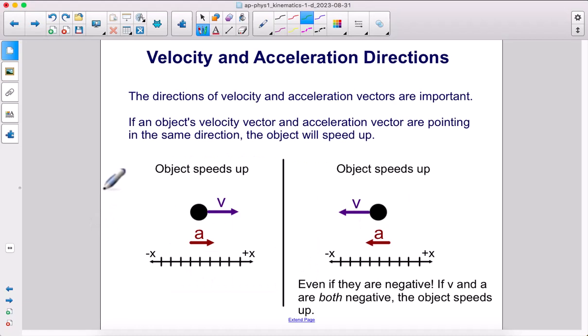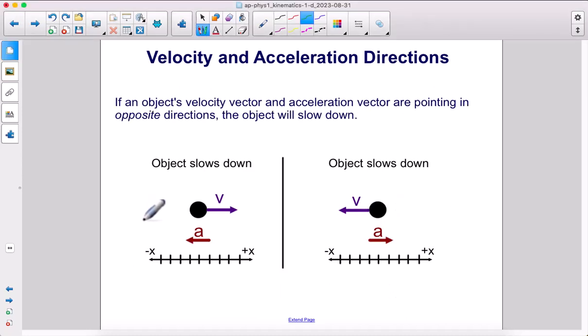The directions of velocity and acceleration vectors are important. If an object's velocity vector and acceleration vector are pointing in the same direction, the object will speed up. So here we have an object moving to the right in the positive direction. It's also accelerating to the right in the positive direction. Therefore, it speeds up. Even if both are negative, so this object's moving to the left in the negative direction, however, it is also accelerating in the negative direction. Therefore, this object also speeds up.